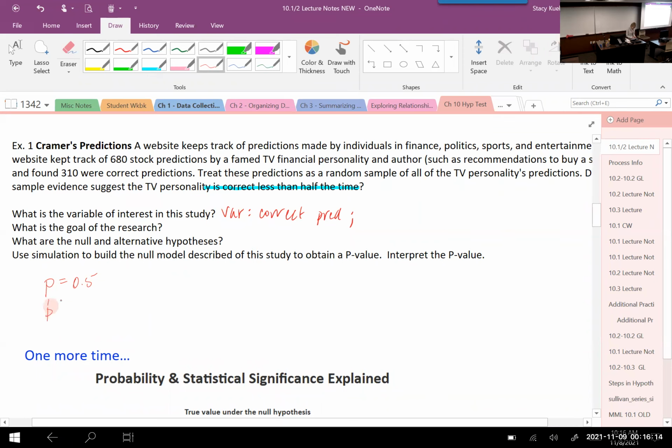And then what is p-hat in this particular case? What proportion of the time was he correct? 0.456. So it was 310 out of 680, which you said was 0.456, okay.